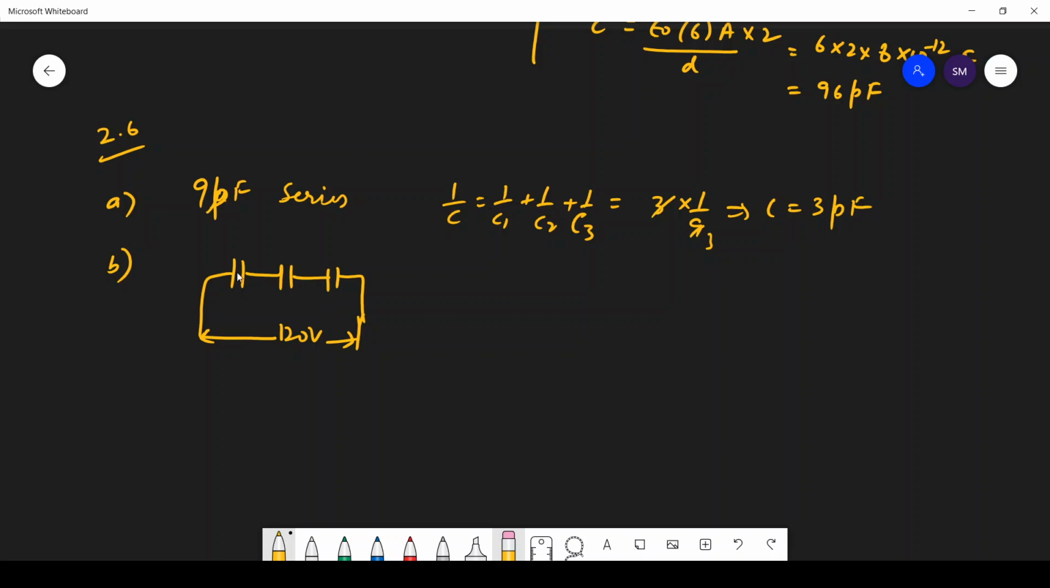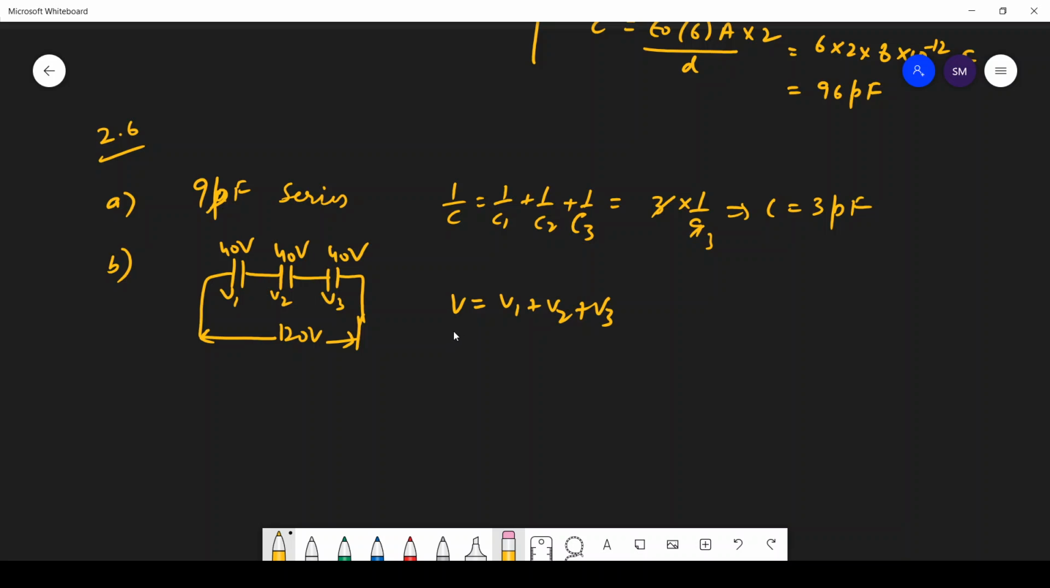So obviously the capacitances are the same, so the voltage will be equally divided. So obviously the answer is 120 by 3, which is 40 volt, 40 volt, 40 volt. So just obvious. But how will you write it mathematically? Let V1, V2, V3 be the voltage drops. So total voltage rise is 120, and the drop is V1 plus V2 plus V3, and all 3 of them will be the same.